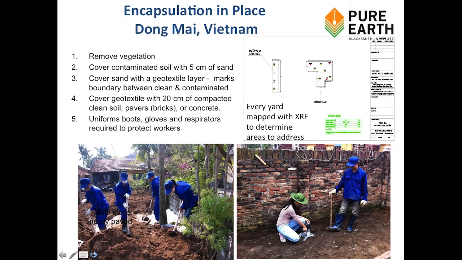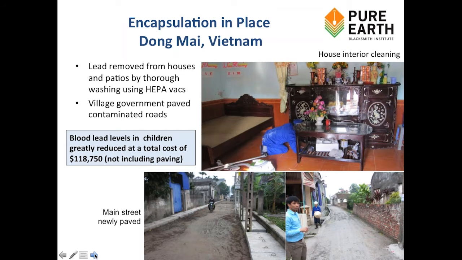You can see the type of worker protection that was used: boots, gloves, uniforms, and N95 dust masks. Every house that was contaminated was cleaned thoroughly using a detailed procedure that Pure Earth has developed. Multiple stage washing, including use of HEPA vacuums. Crawling in, as you see in the picture, to every space. They washed the floors, the furniture, all hard surfaces of furniture, and walls of every house that was contaminated.